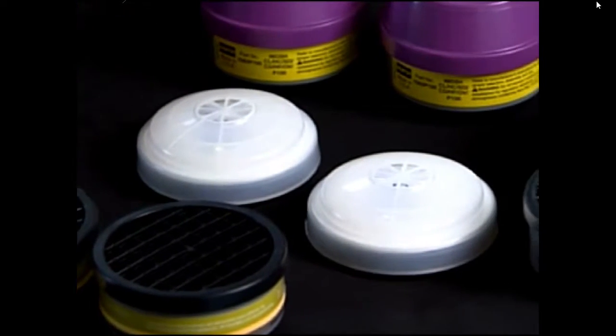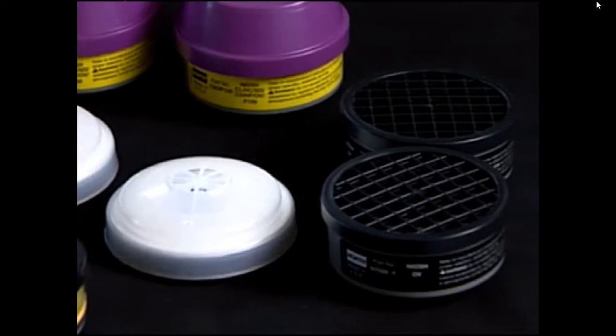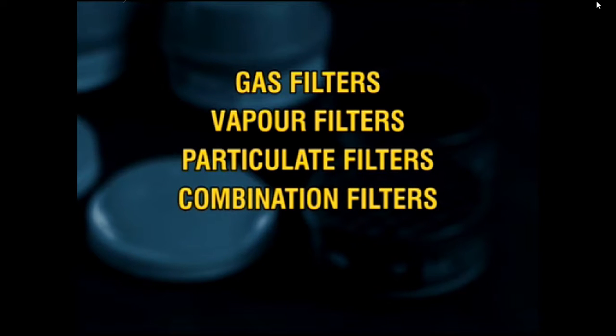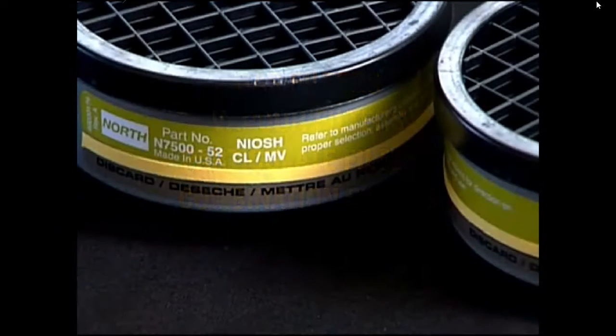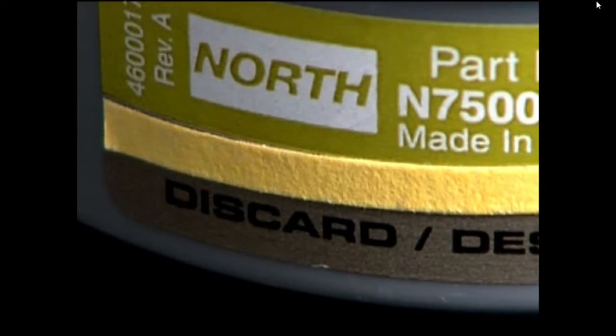There are essentially 4 main types of filters that are commonly used: gas filters, vapour filters, particulate filters and combination filters. All filters have a limited lifespan, beyond which they will offer little or no protection. Some have end-of-service life indicators on them to show that they are no longer safe to use. The effective lifespan of other filters should be calculated by following the manufacturer's recommendations.